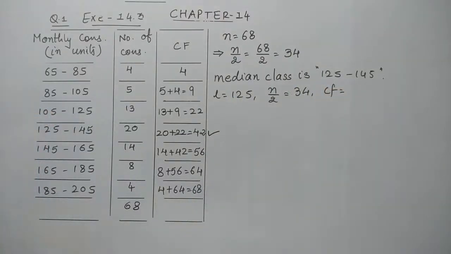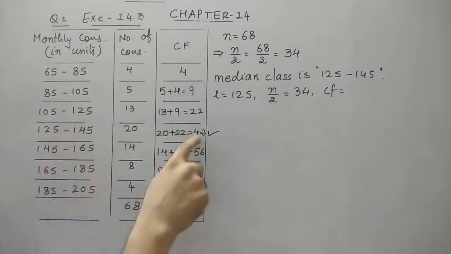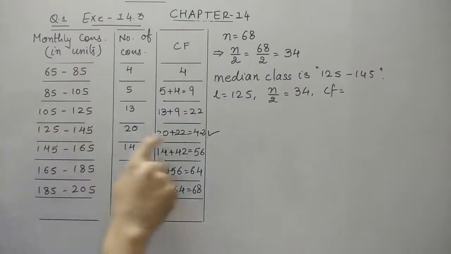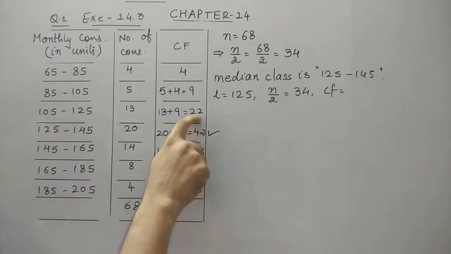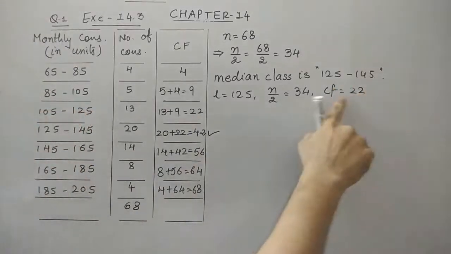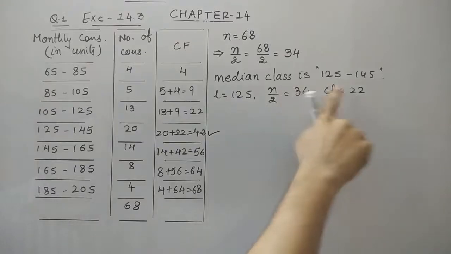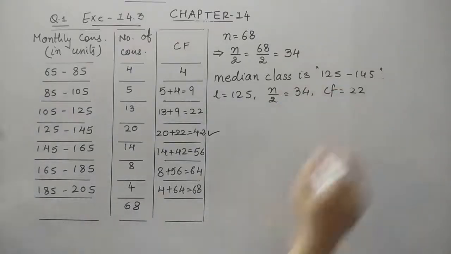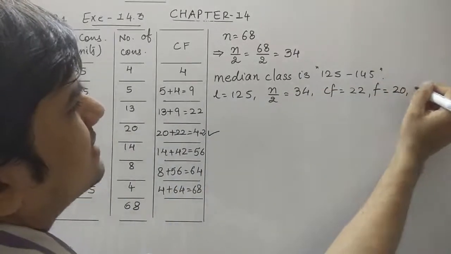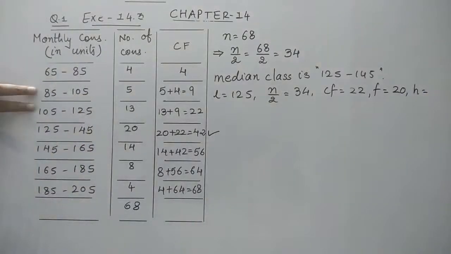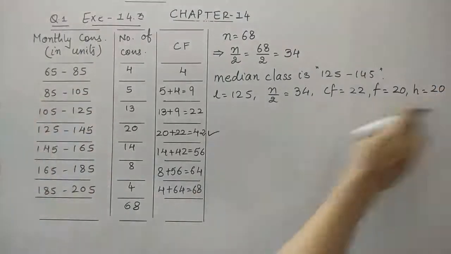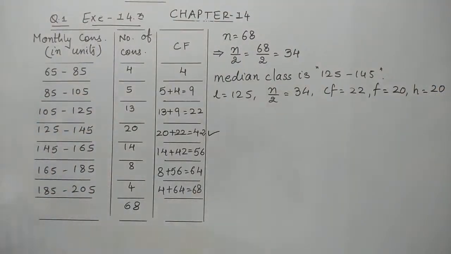तो CF क्या था? हमारा जो मीडियन क्लास है उसका प्रेसिडिंग CF. दोबारा एक बार, हमारा जो मीडियन क्लास है उसका प्रेसिडिंग CF, मतलब उसके ऊपर वाला. So CF is 22. एक चीज याद रखेंगे, CF is always smaller than N upon 2. CF हमेशा N upon 2 से छोटा ही होगा. Frequency of the same class 20, and the last it was H. H हमें पता है, it's equal class length, that is 20. So here we obtain all the values which we require to find out the median.